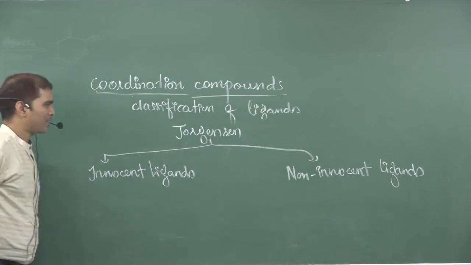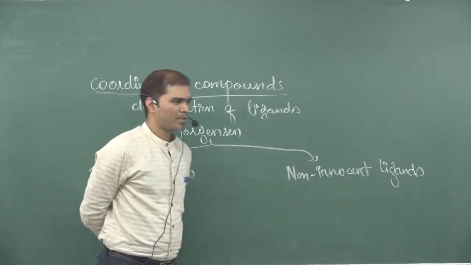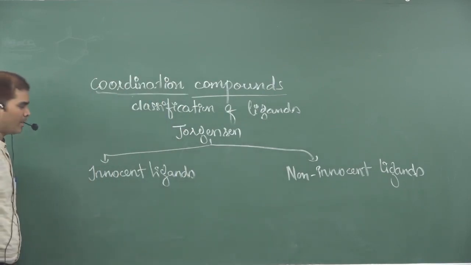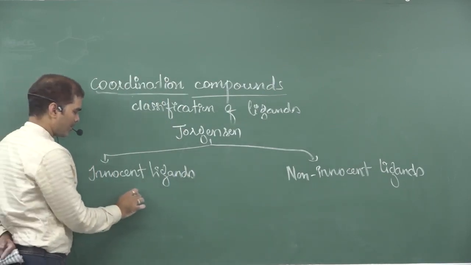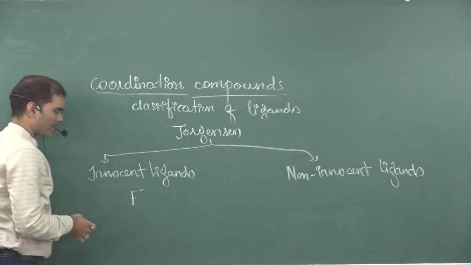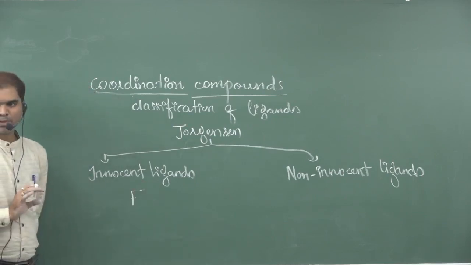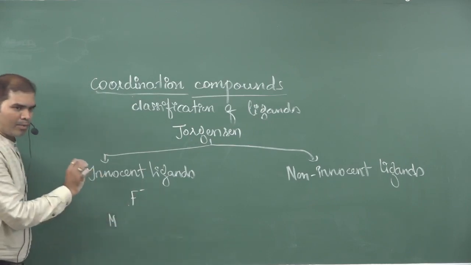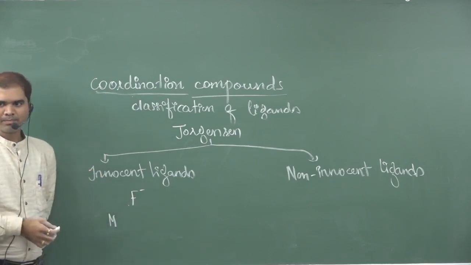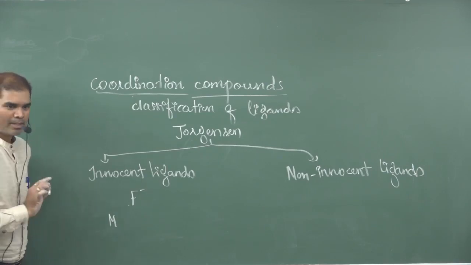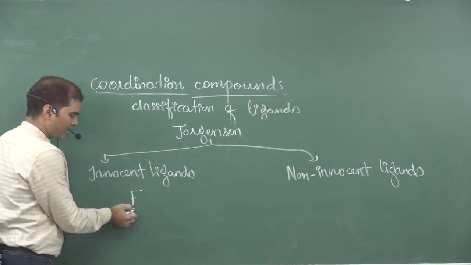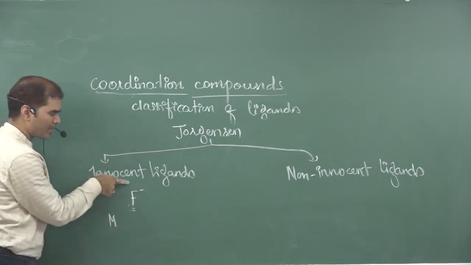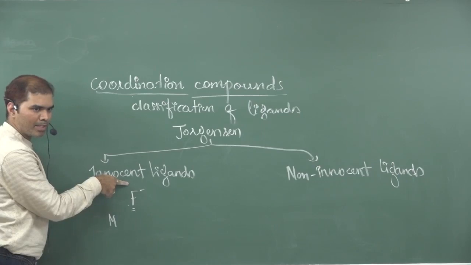Just like that, Jorgensen has also classified ligands into two types. He called them innocent ligand and non-innocent ligand. What is an innocent ligand? I am giving you an example. If I give you a ligand like fluorine, and the metal is combining with fluorine, what will be the oxidation state of the metal? Plus one. It means if any ligand allows the oxidation state of the metal to be defined, such a ligand is called an innocent ligand.